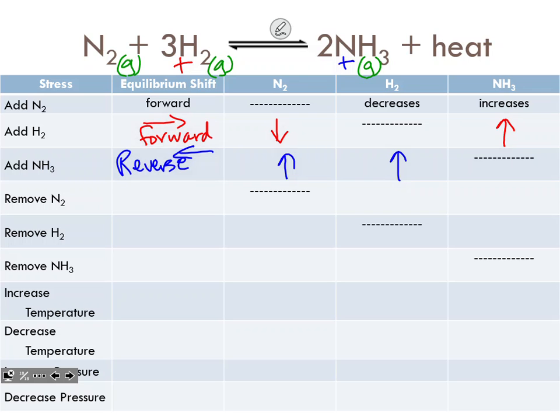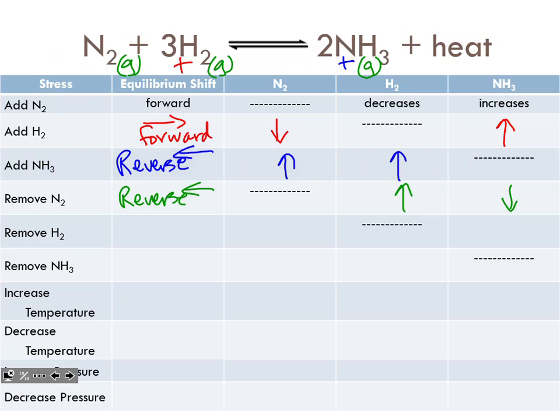If I remove nitrogen, which way should it proceed? I'm taking the nitrogen away. This is going away. So we would go reverse towards the reactants. Yep, that way again. So that means the hydrogen's going to increase. What happens to the ammonia, though? It's going to decrease, yes. So you're kind of getting the idea here.